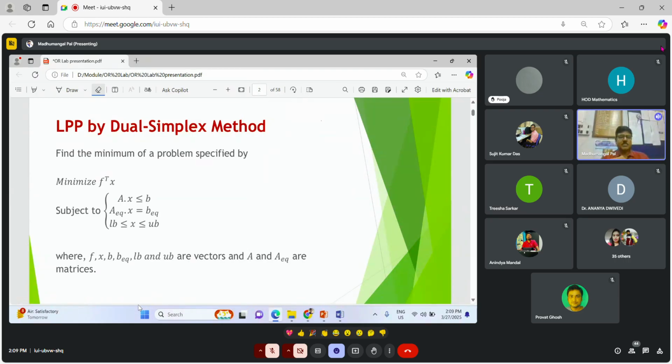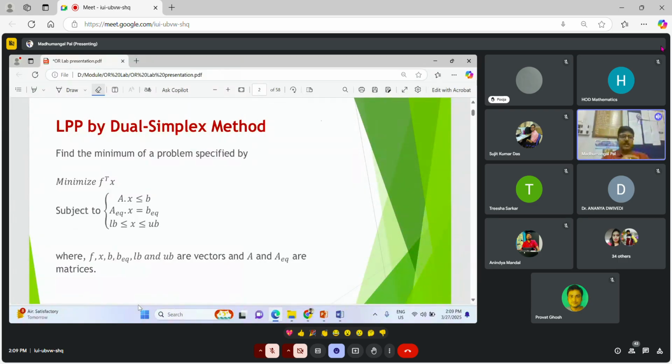Another classification of constraints is equality constraints. So we have considered two types of constraints with respect to MATLAB programming. One is Ax less than or equal to b, the less than or equal to constraint, and another is Aeq x equal to beq. That means we classify all the constraints as less than or equal to type constraints and equality constraints.